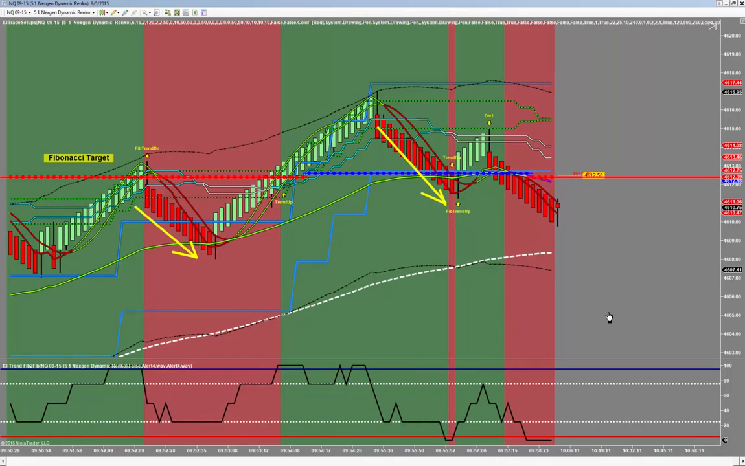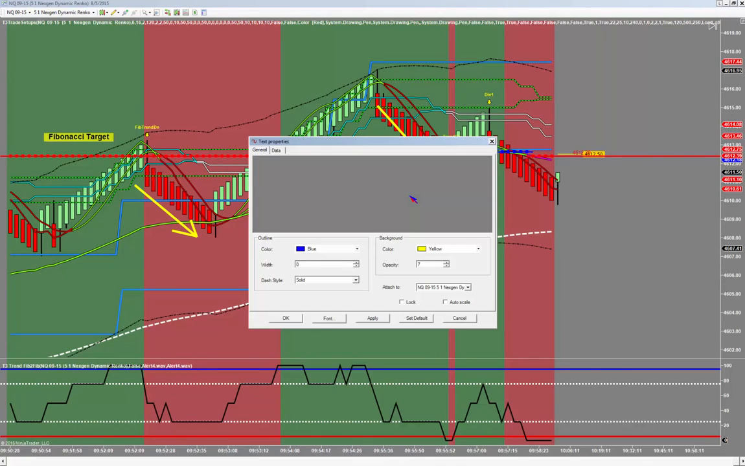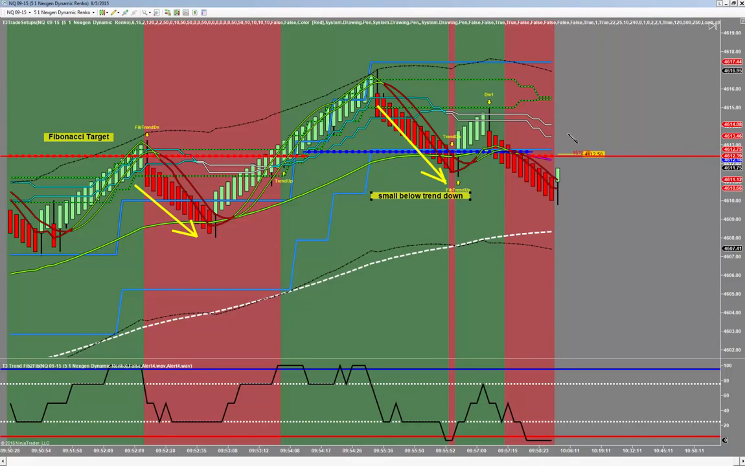All right, guys. So this is a situation where what? Small triggers broke below. Trend is down. All right. Would you guys agree we're looking for sell signals?